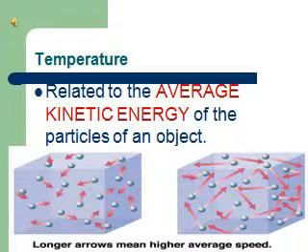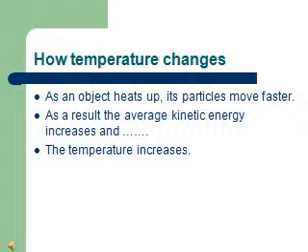Look at the two blocks below. You will notice that on the right, there are longer arrows in between each particle. This means that these particles have a higher average speed than the shorter arrows of the particles on the left. Therefore, the particles on the right would have more average kinetic energy.